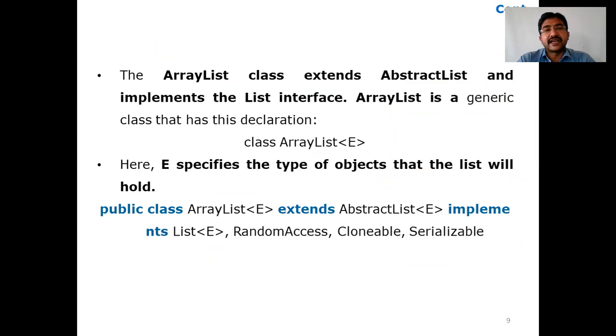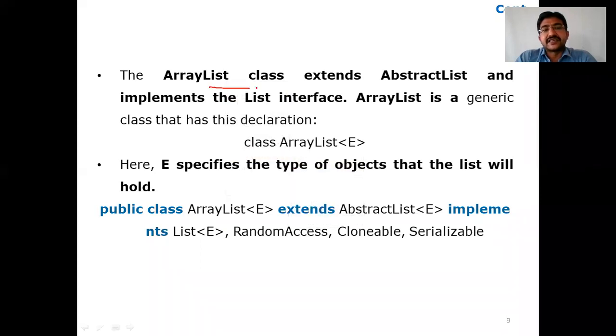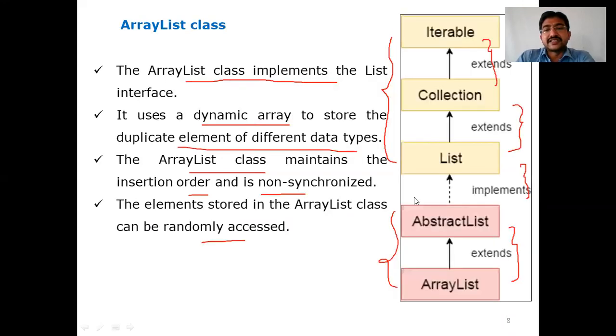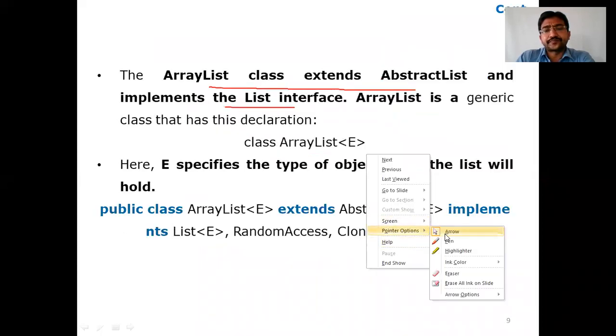Now coming to the syntax, how to declare this ArrayList class. ArrayList class extends AbstractList and implements the List interface. That's what we are seeing in the figure, right? ArrayList class extends AbstractList, implements List interface. That's what it is talking about here, right?